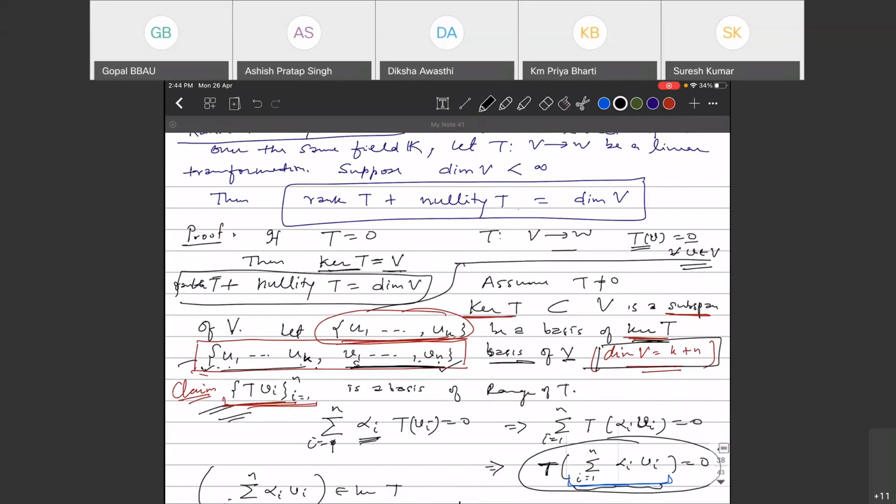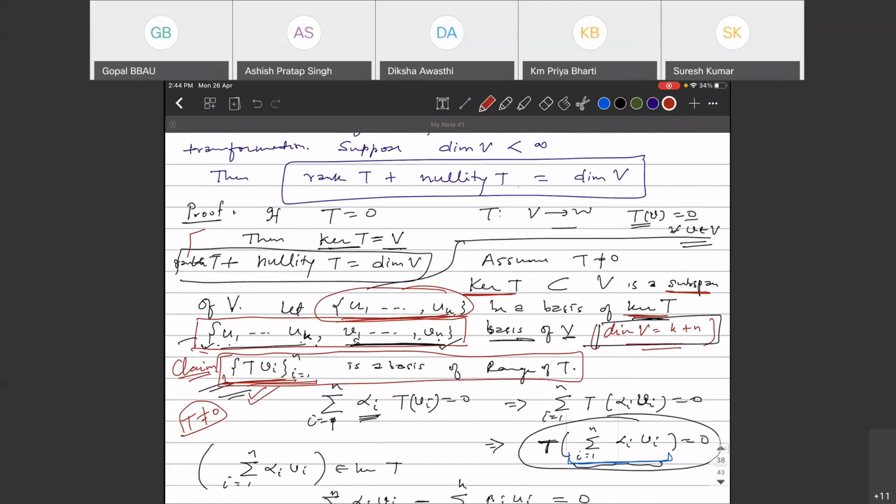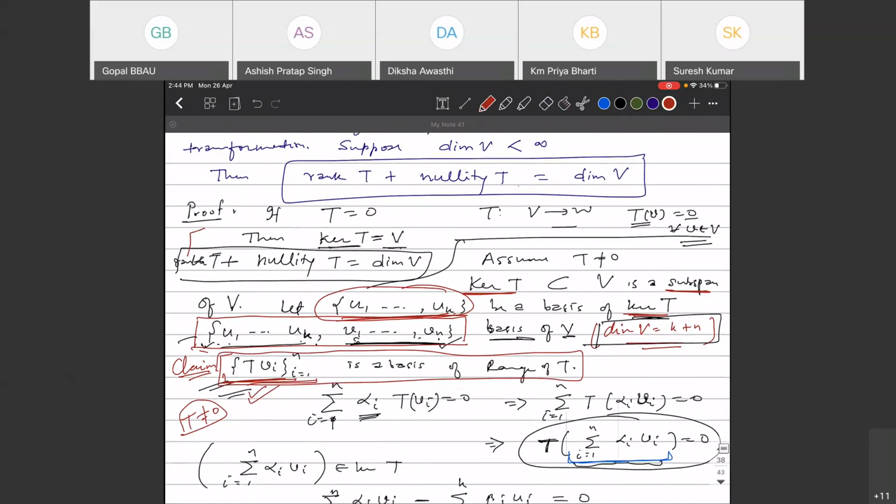So this part we can say only if T is non-zero. If T is 0, then we cannot say this. Therefore we discuss two cases: when T is 0 and when T is non-zero. When T is 0, there is nothing to prove. We have everything clear because the kernel of T is the whole of V and the range of T is the zero space.